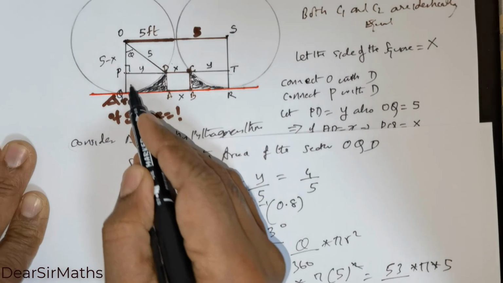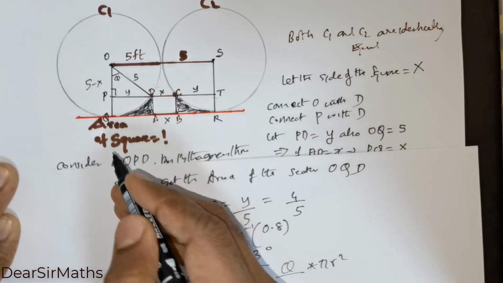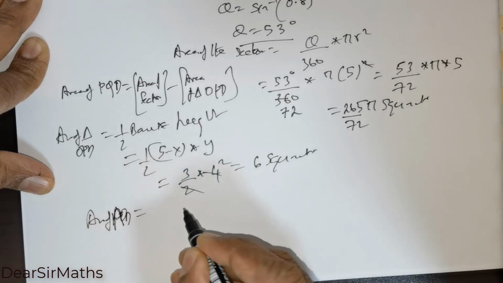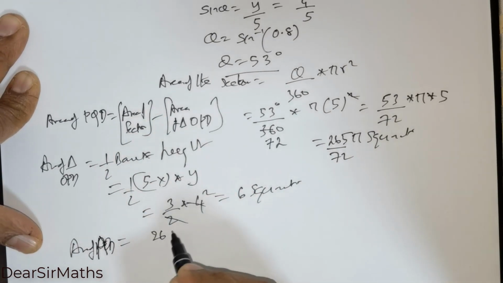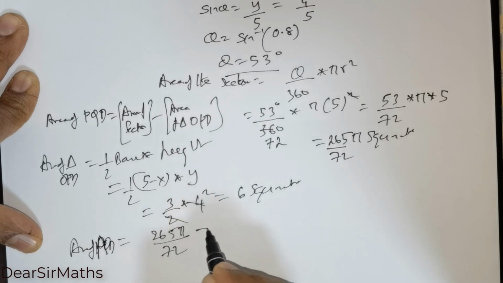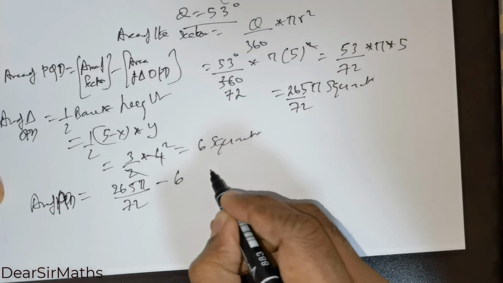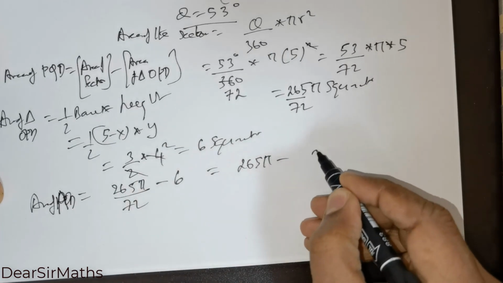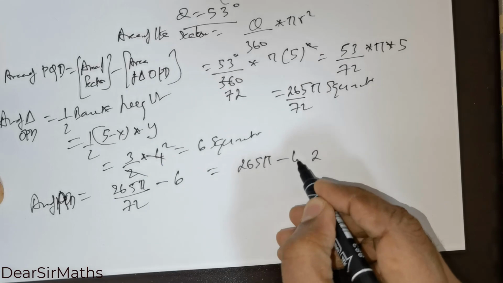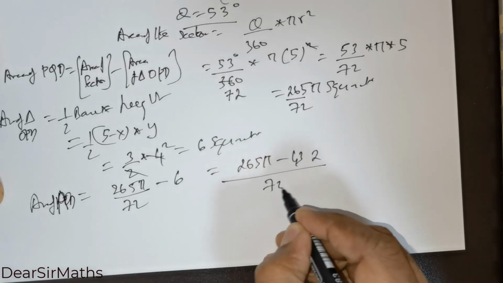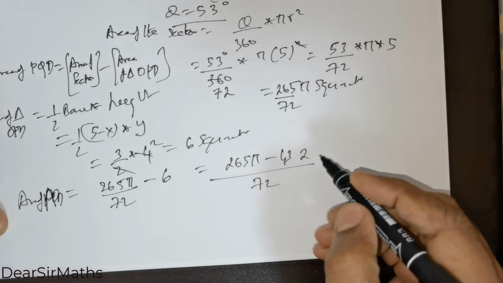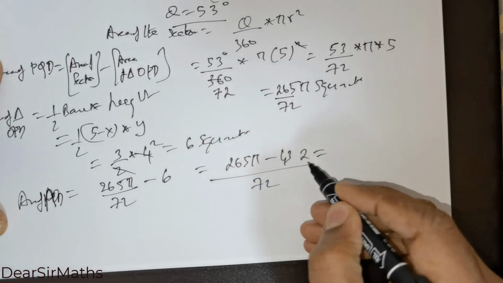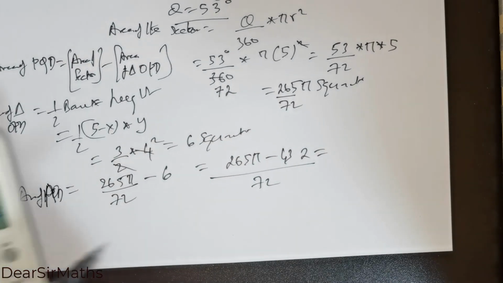So area of PQD, right? Let me show you that. Area of PQD is area of the sector, 265 pi divided by 72, minus 6 units. So this is equal to 265 pi minus 6 2s are 12, 1, 6 7s are 42, 43, divided by 72. Now you can take the value of pi as 3.14 and find out what exactly this is, right?